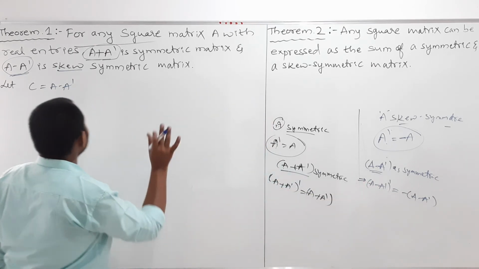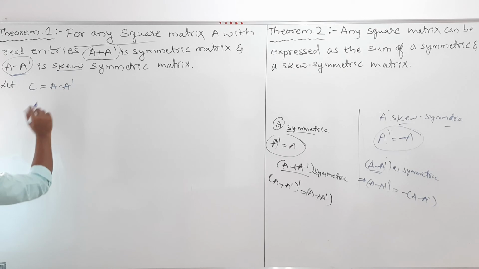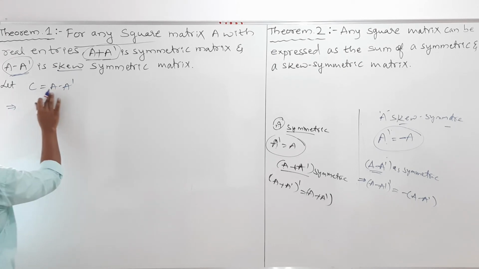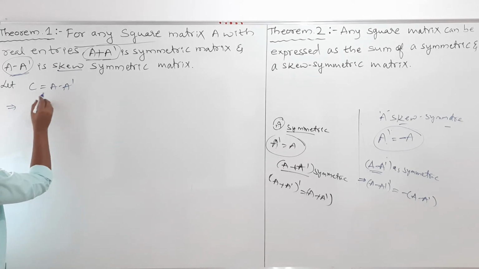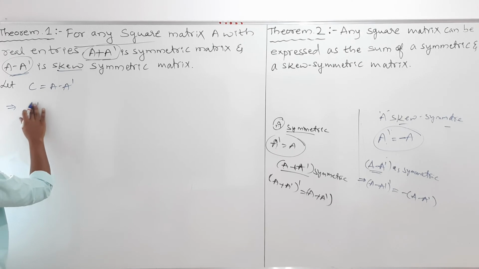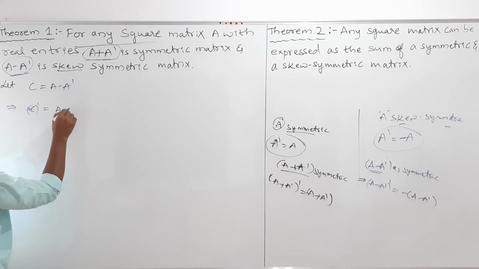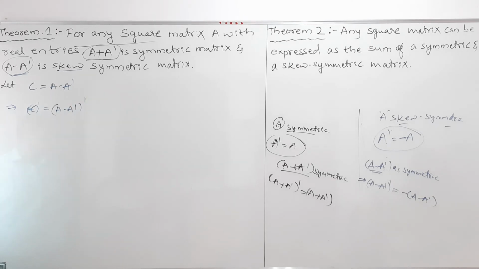So before that, I am taking this entire value as C. Now C is equal to A minus A dash. So now take the transpose on both sides. If you take the transpose on both sides, C whole transpose is equal to (A minus A transpose) whole transpose. So this implies C transpose is equal to (A minus A transpose) whole transpose.